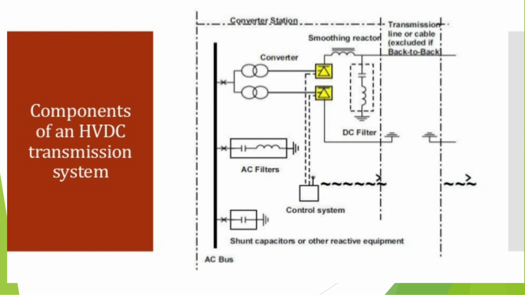And third one is DC filters and fourth one is AC filters. So here the filters are classified based upon the supply: AC filters as well as DC filters. The AC filters are used to eliminate the AC harmonics in the AC system, and DC filters are used to eliminate the DC harmonics generated in the DC system.